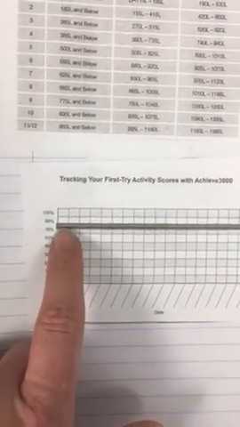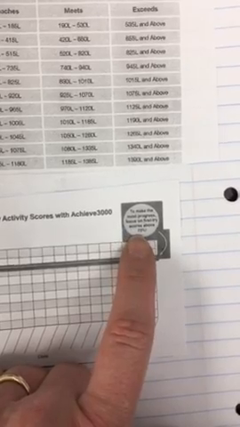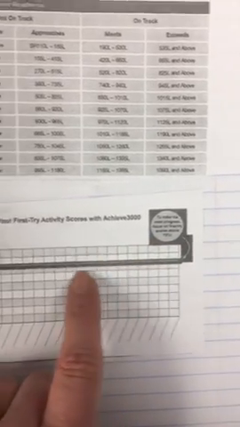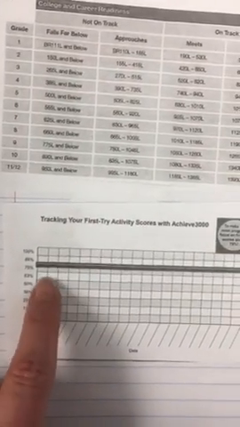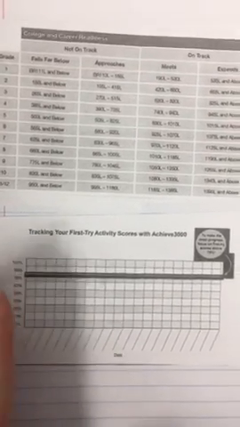Now this big bold black line is here because to make the most progress, focus on first try scores above 75%. Okay, so if you're hitting that 75, that's great. If you're above it, that's great. So this is where you'll record that.